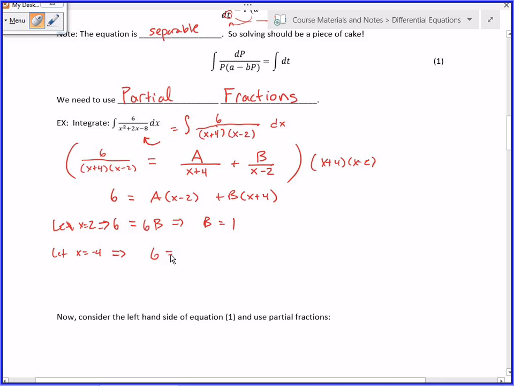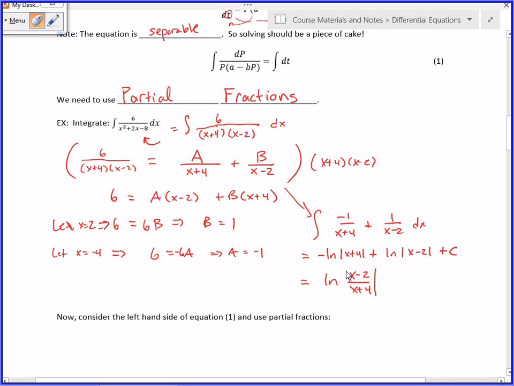So you get 6 equals a times a negative 6, right? Which means a is negative 1. So what I actually have now is the integral of negative 1 over x plus 4, plus 1 over x minus 2 dx. And those are both easy to integrate. Negative log of x plus 4 plus log of x minus 2 plus c, or log of x minus 2 over x plus 4 plus c.